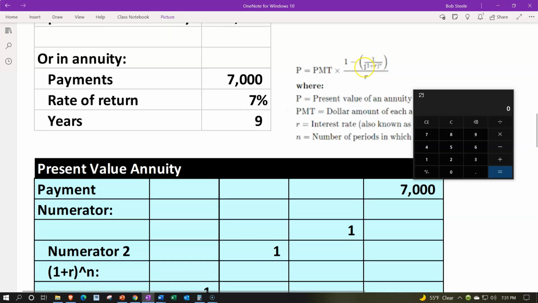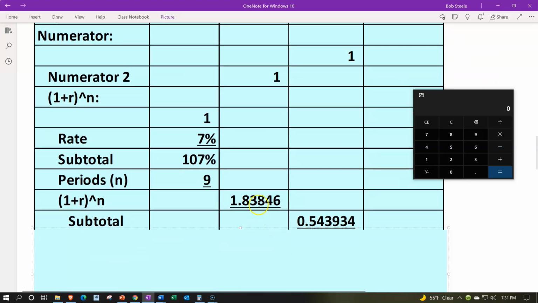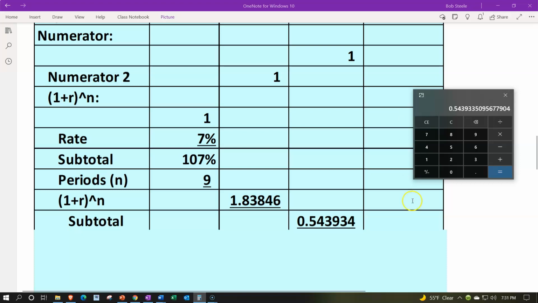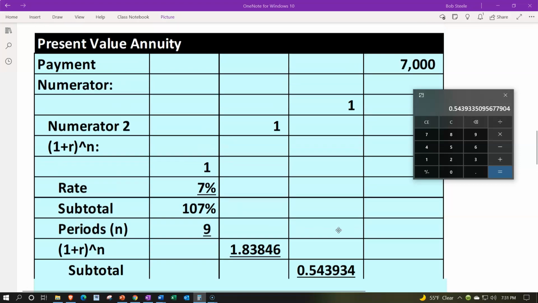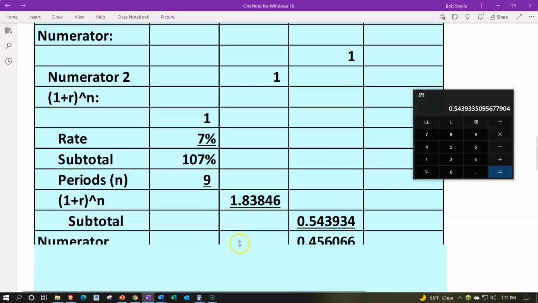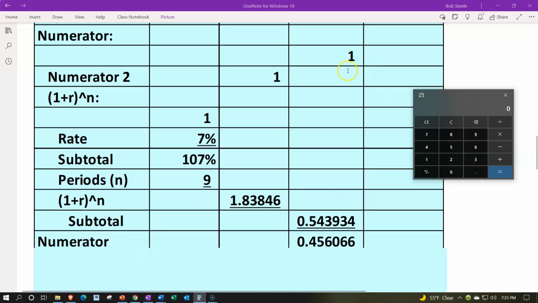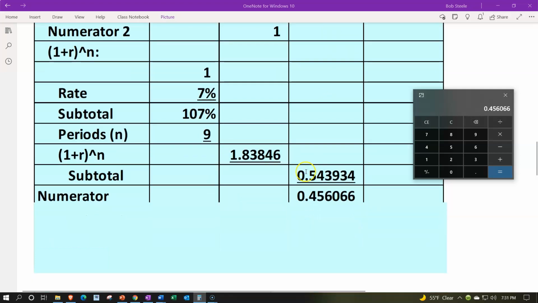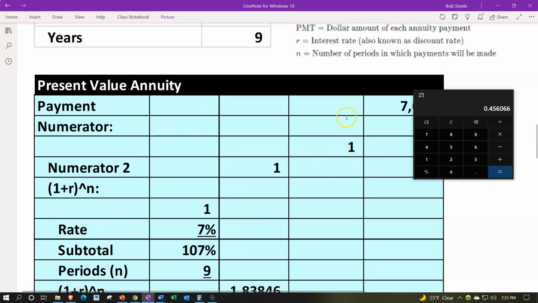Then we'll take the 1 over that whole thing, which is right here. So we're going to say 1 divided by the 1.83846 about gives us about 0.543934, and so on. Then we'll take 1 minus that to give us the numerator. So here's the 1 minus that in the same column. 1 minus the 0.543934 about gives us about 0.456066 about.